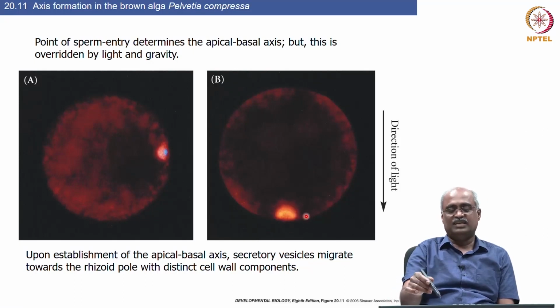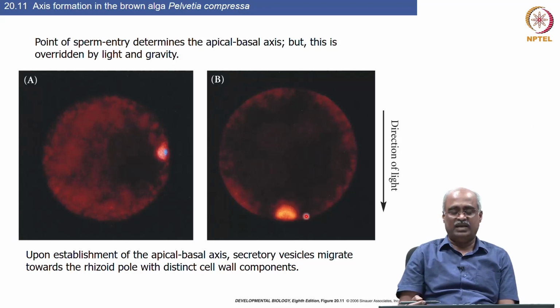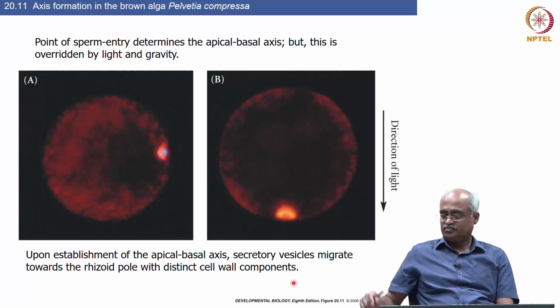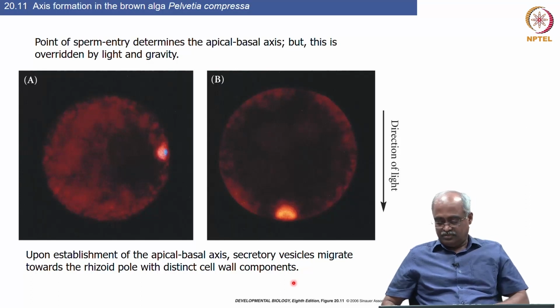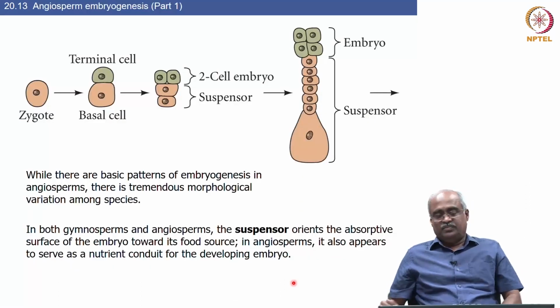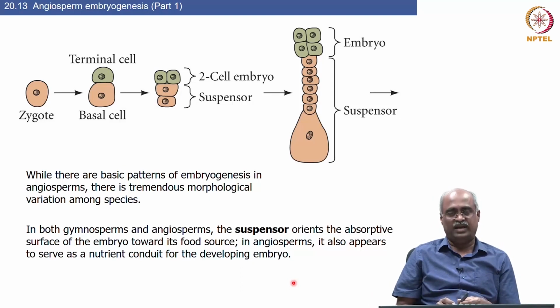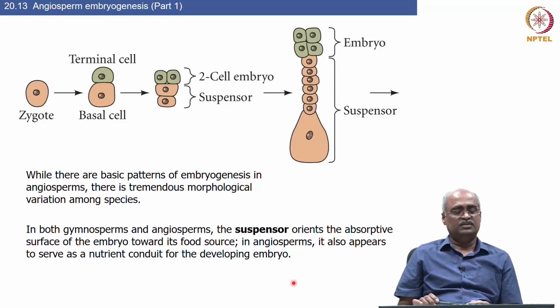Okay, so this is how the apical basal axis forms. Instead of anterior posterior, here we call it apical basal, the top bottom axis. And as I said, the distinct cell wall component seems to be key for this. Okay, so now, fine, this is about the asymmetry of the first division we understood by studying brown alga.